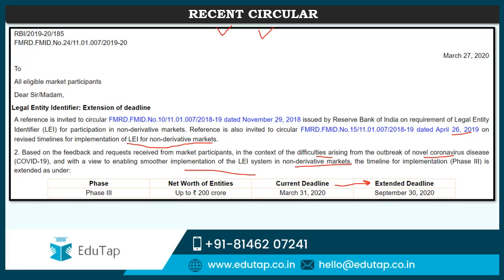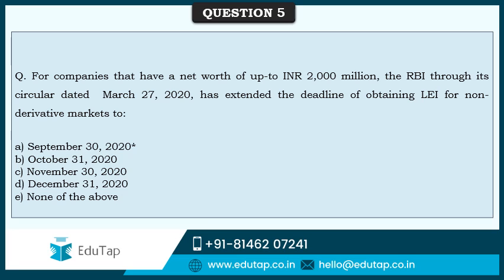But to understand this circular, we have to understand all of these related aspects pertaining to the legal entity identifier code, which we have already discussed. So friends, as discussed on the previous slide, we can easily answer that the companies which have net worth up to INR 2000 million are required to obtain the LEI for non-derivative markets now up to 30th September 2020. So clearly the answer to this question is going to be option number A.